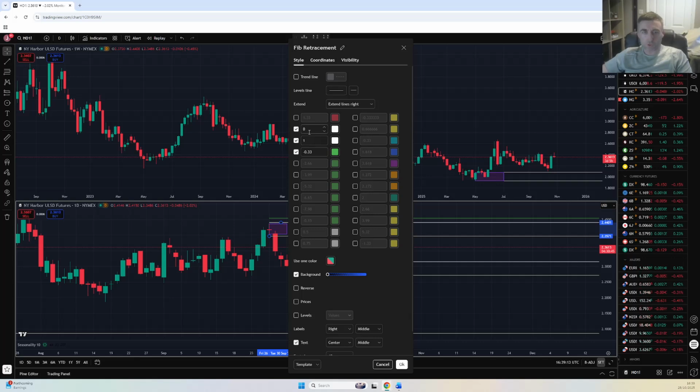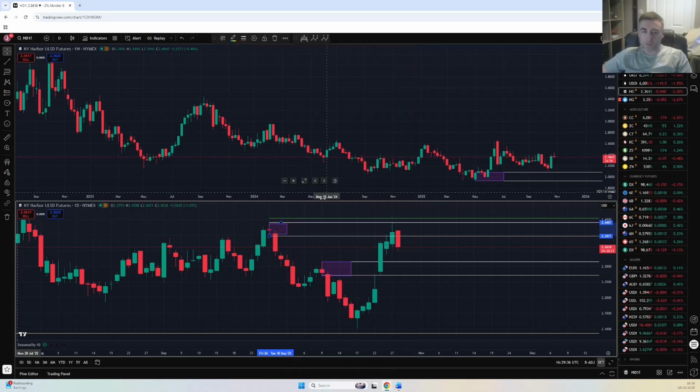For anybody who wants to do this, if your stop loss is above your zone, then you go minus 0.33, and if you want to go below the zone, you just click on it and it will do 1.33. So anyway, back to it.